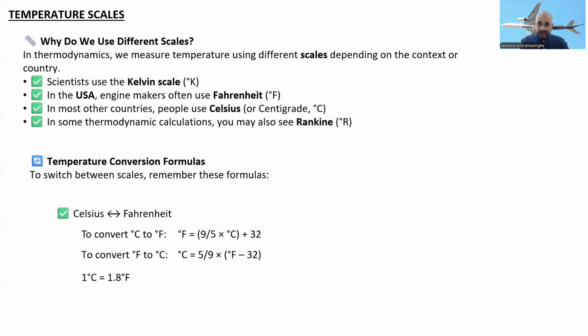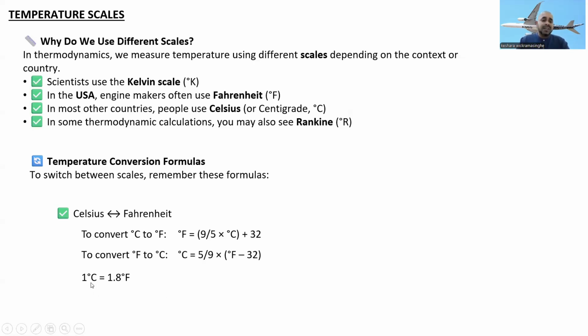If you know the Celsius, this is how we convert to Fahrenheit. For example, if the Celsius is 10, then 9 upon 5 into 10 plus 32 is the Fahrenheit amount related to 10 Celsius. Now to convert Fahrenheit to Celsius, say you know 50 Fahrenheit. Celsius equals 5 upon 9 into (Fahrenheit minus 32), so 50 minus 32 gives the Celsius amount.